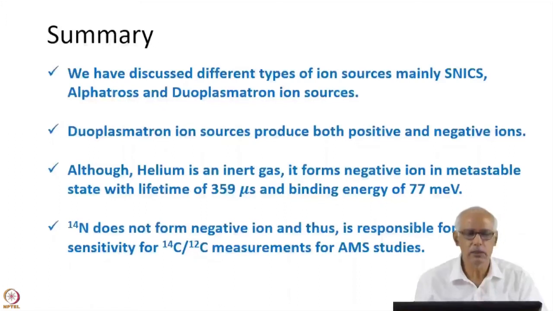So I would like to give the summary of this lecture. This is as follows. In this lecture, we have discussed different types of ion sources, mainly SNICS, alphatross, and duoplasmatron ion sources. Duoplasmatron ion sources can produce both positive and negative ions. Although helium is an inert gas, it forms a negative ion in a metastable state with a lifetime of 359 microseconds and a binding energy of 77 milli electron volts. Nitrogen-14 does not form a negative ion and thus is responsible for high sensitivity for carbon-14 to carbon-12 ratio measurements for AMS studies.